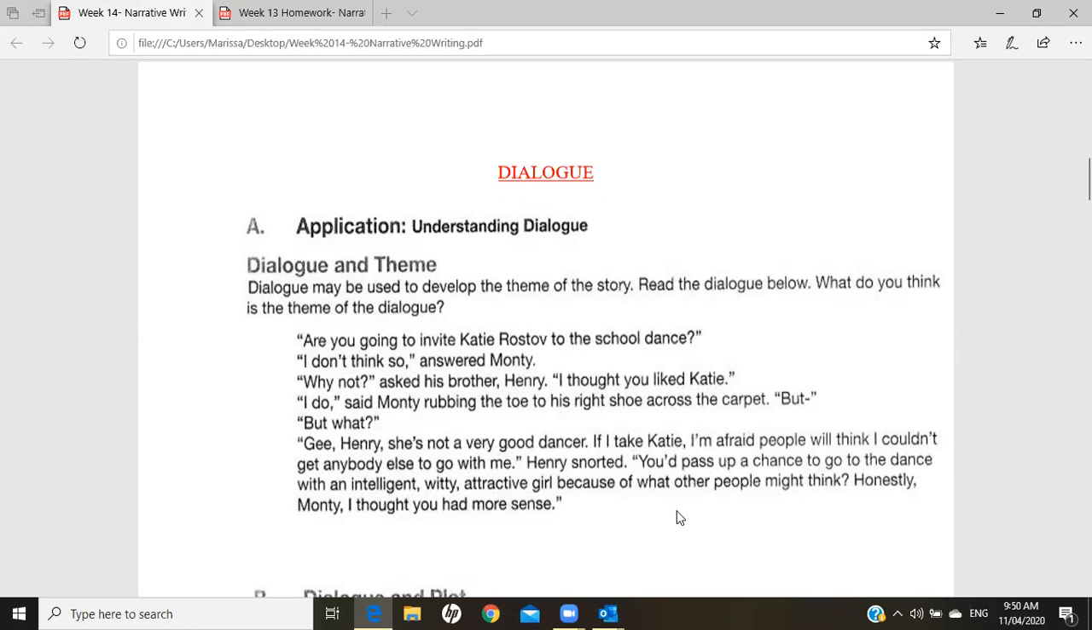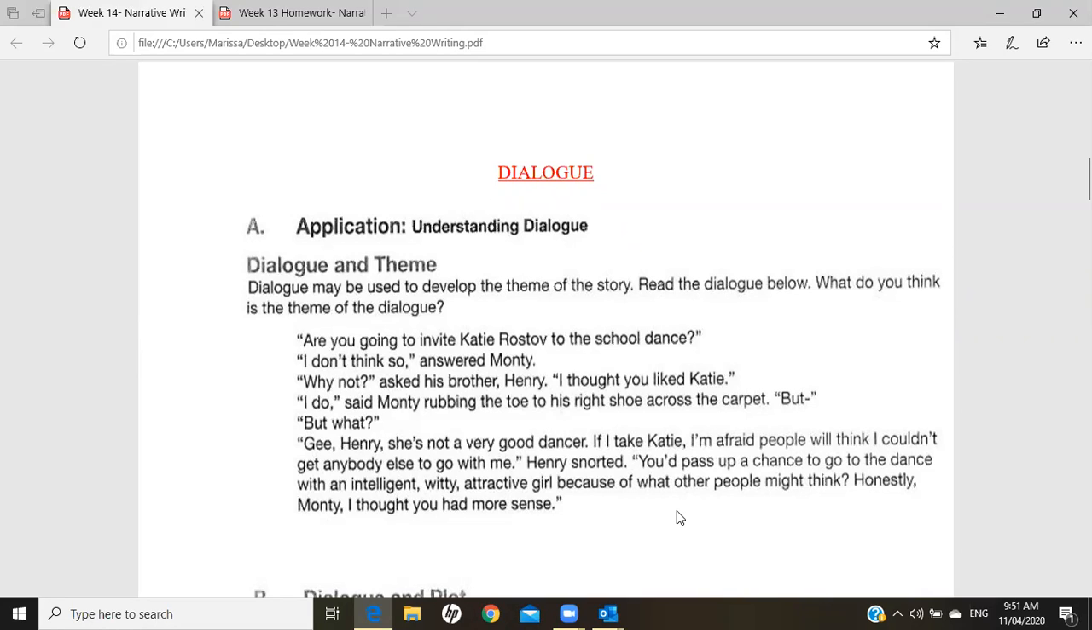Do you all agree? I'm sure you all probably know people who have been in this situation before, where you like someone, but because of what other people may think, you try to shy away from them. And it's because you're feeling peer pressure. So his peers at school are pressuring him, and that's why he doesn't want to go with Katie to the dance.